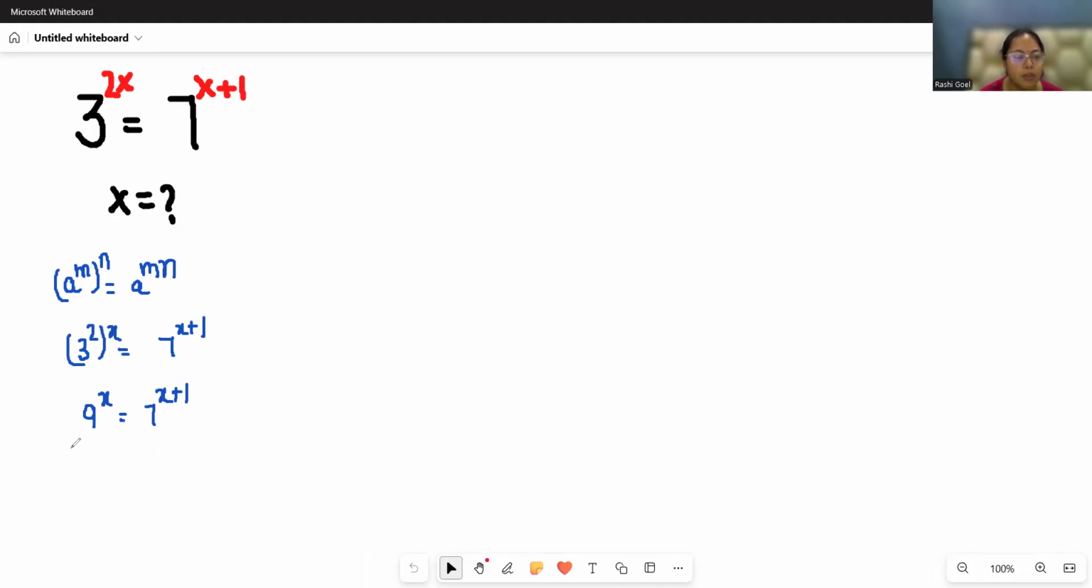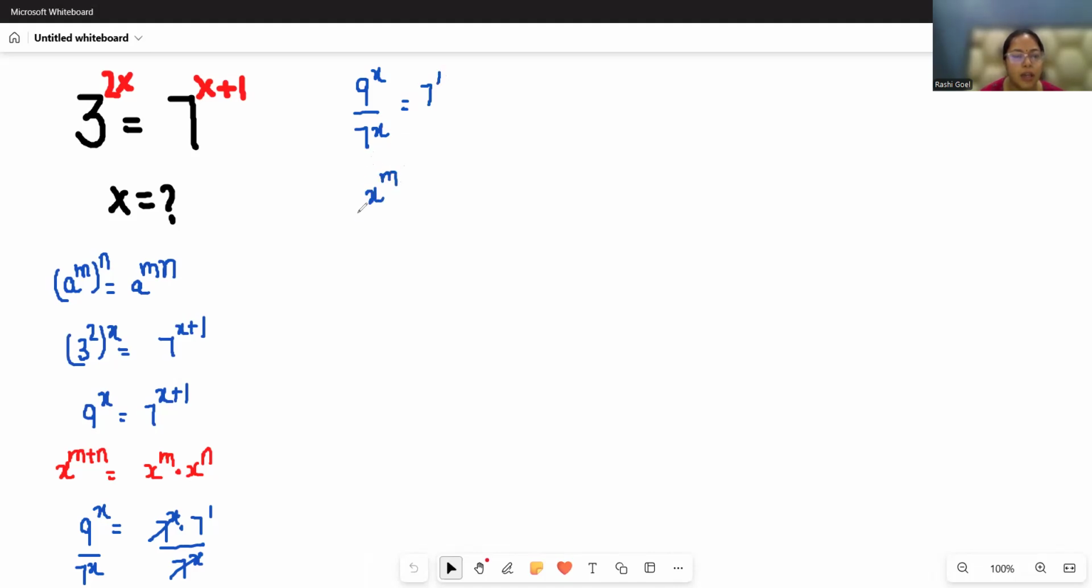Now again I'm using the identity, that is x power m plus n, we can write it as x power m times x power n. So 9 power x equals 7 power x times 7 power 1. So if I divide both sides by 7 power x, it will cancel out from the right hand side. So 9 power x by 7 power x equals 7 power 1.